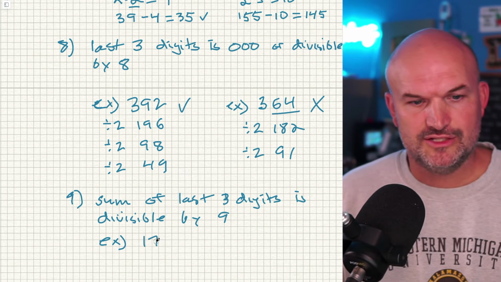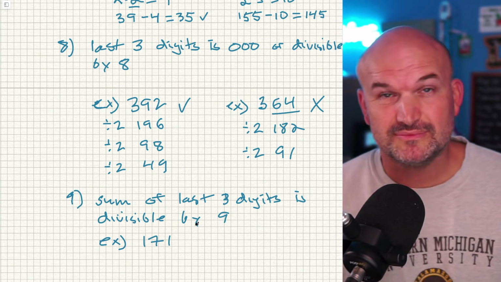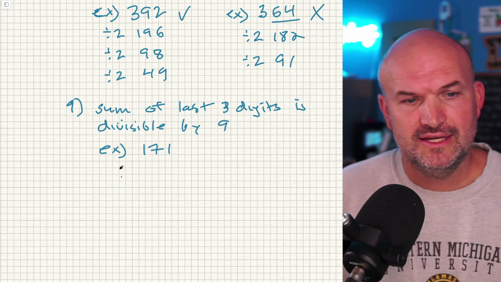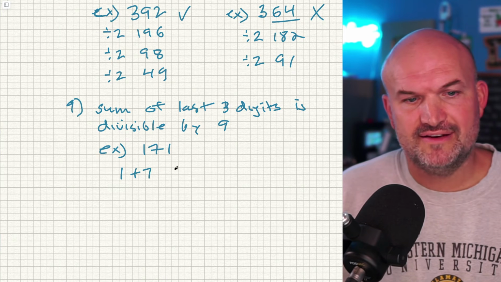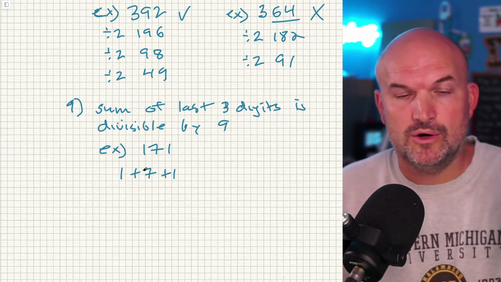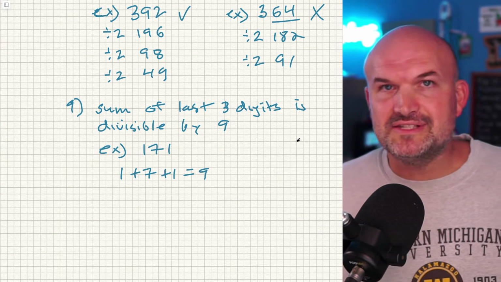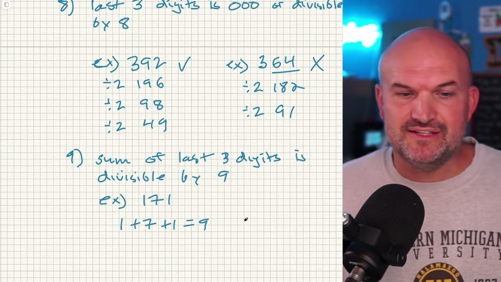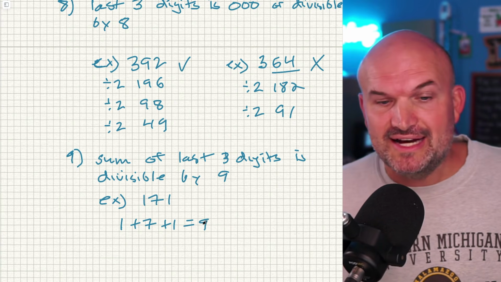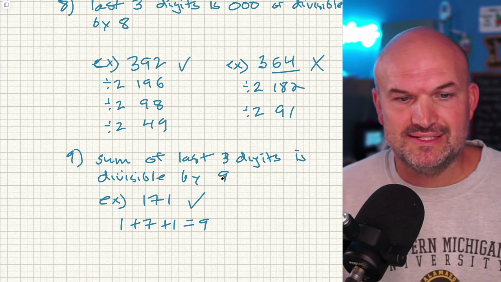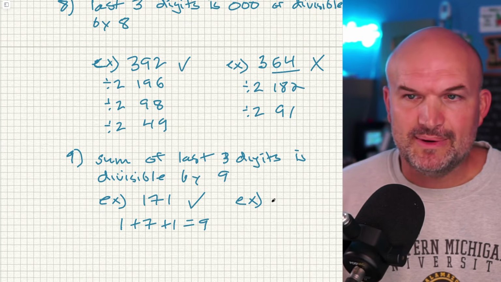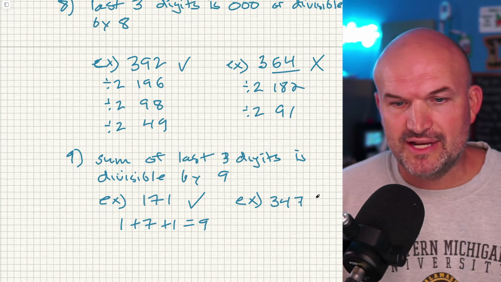Okay, so let's take a look at some examples. In this case, let's do 171. All we're simply going to do, guys, is take 1 plus 7 plus 1. So 1 plus 7 is 8, plus 1 is going to equal 9. Obviously, ladies and gentlemen, we know 9 evenly divides into 9, so therefore we can say that one is good to go.